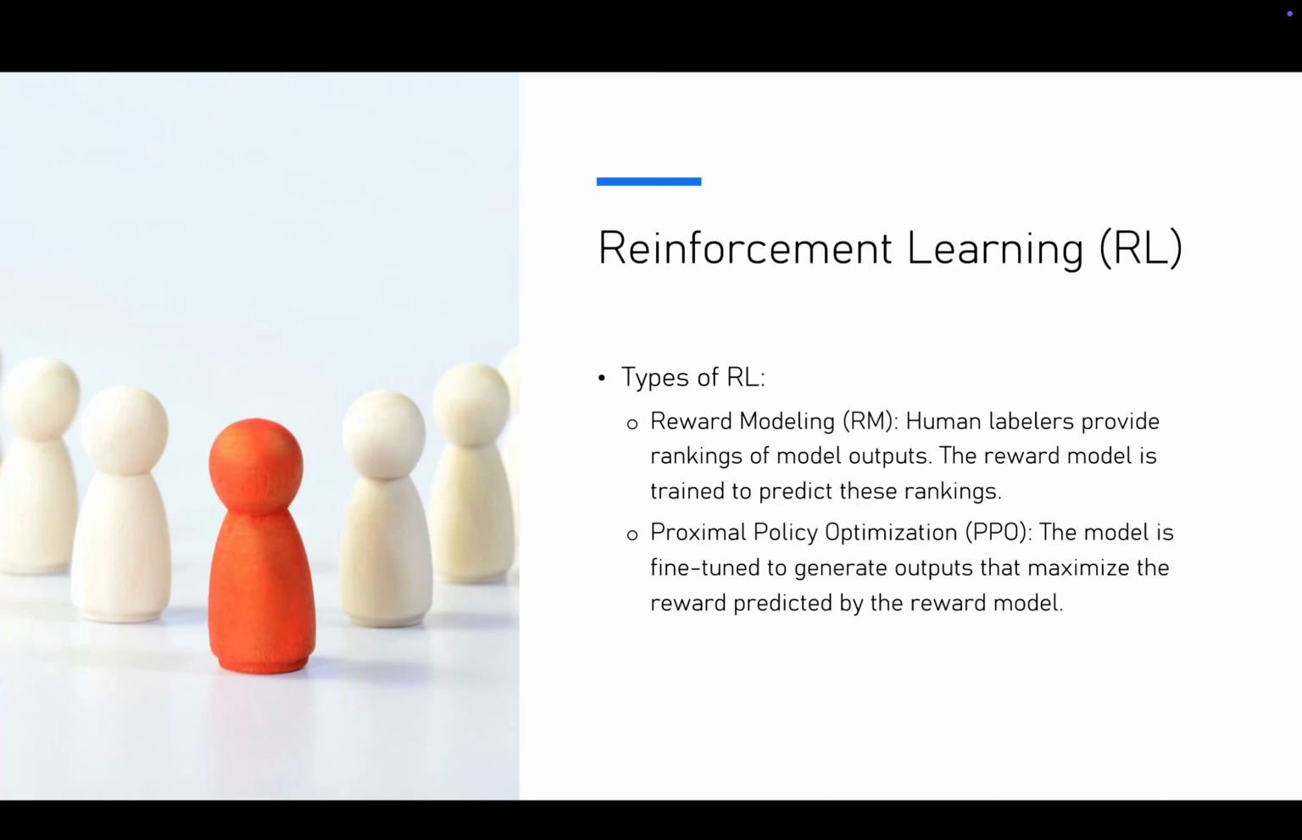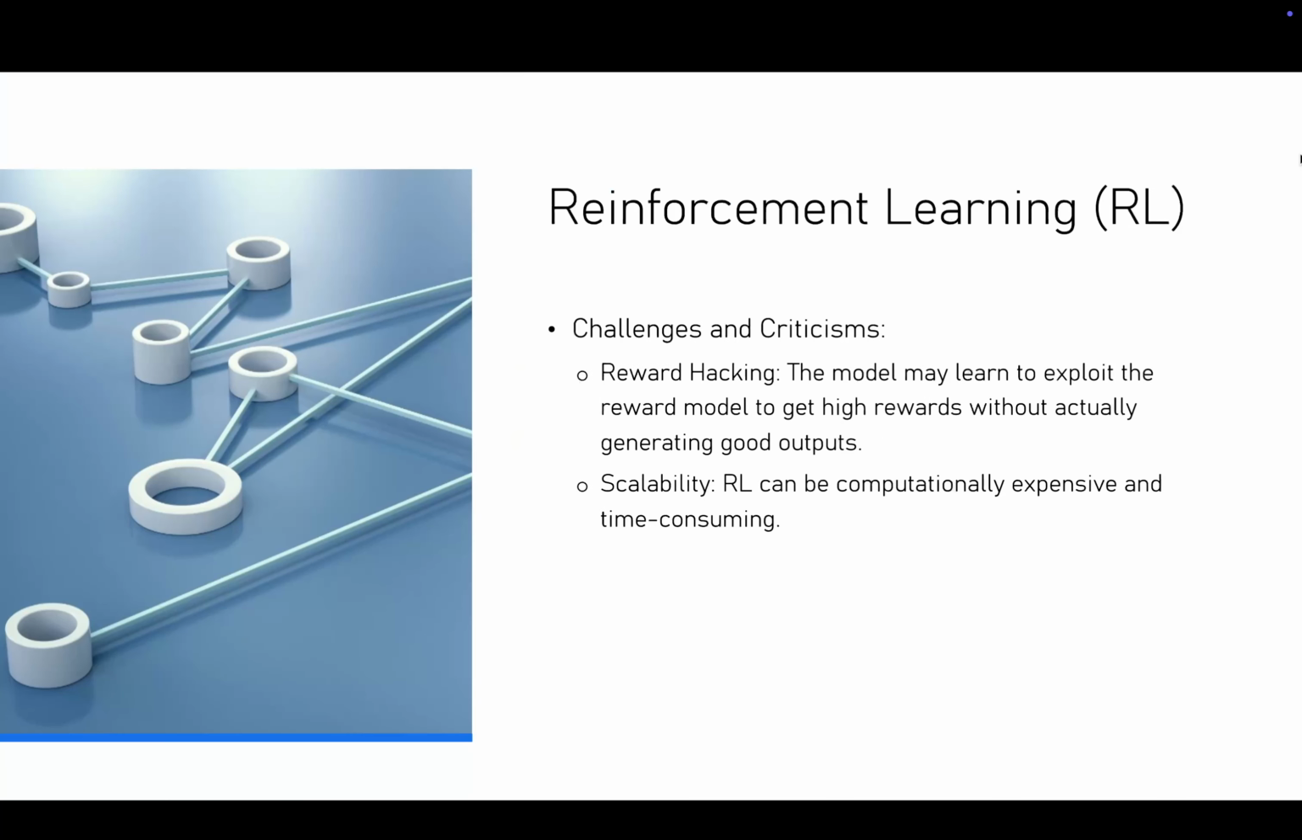The reward model is trained to predict these rankings. We also have proximal policy optimization, where essentially the model is fine tuned to generate output that maximizes the reward predicted by the reward model.